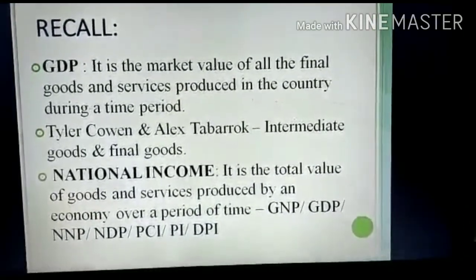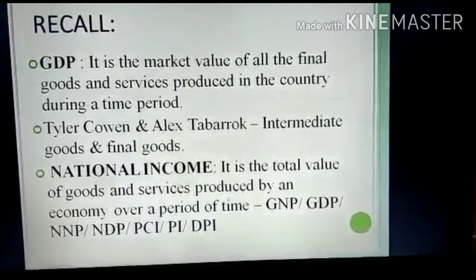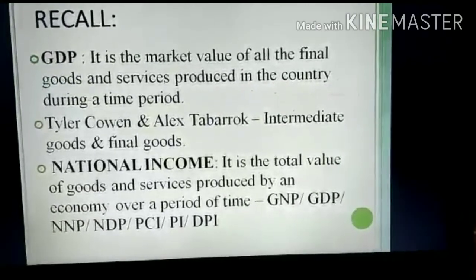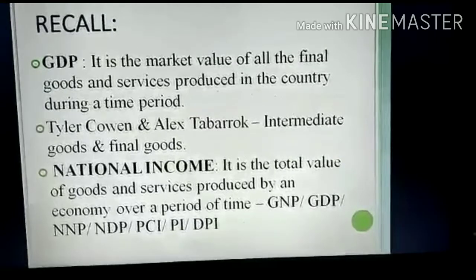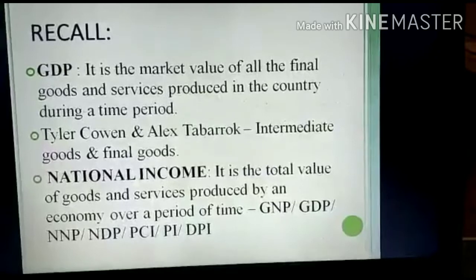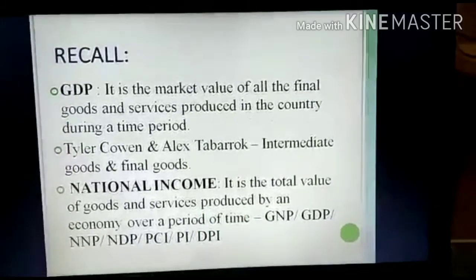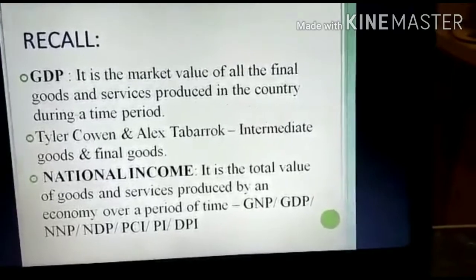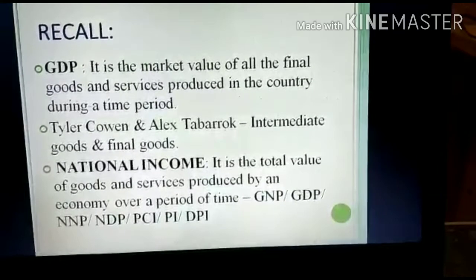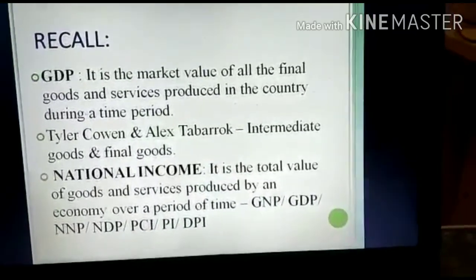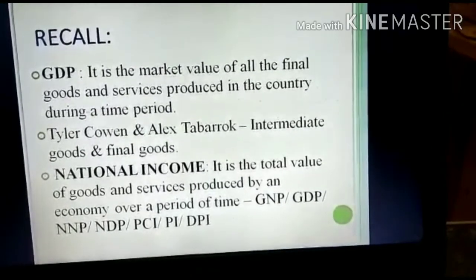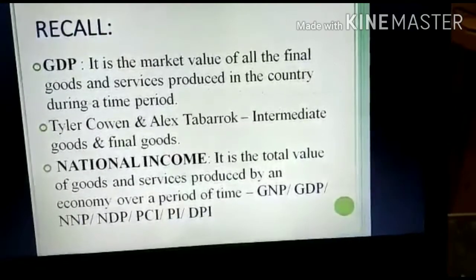We learned about GDP. It is the market value of all final goods and services produced in the country during a time period. There we talk about market value, that is the price at which goods and services are sold in the market. Here the market value is based on the country's currency, that is in India we are using the Indian rupee. Then we talk about goods and services. Goods are tangible, services are intangible. The economists Tyler Cowen and Alex Tabarrok use the terms intermediate goods and final goods while calculating GDP.